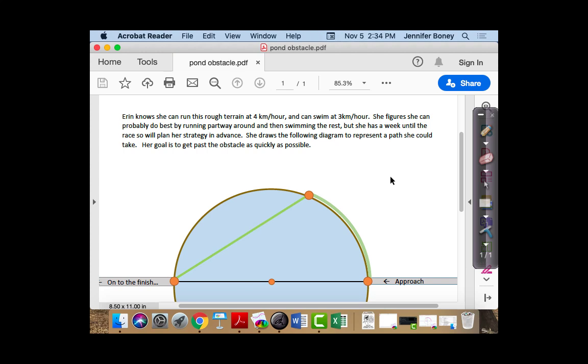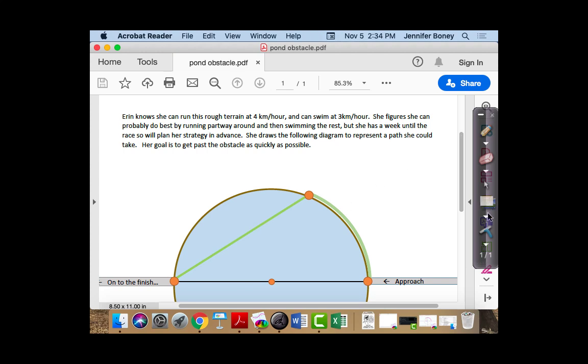But if you know about this obstacle in advance and you know from trying it out that you can run along the rough terrain at the shore at 4 kilometers per hour or swim through it at 3 kilometers per hour, we want to figure out how to win the race, how to get past this obstacle as fast as possible. So use the least amount of time, in other words. We're trying to minimize the amount of time required to get past this.